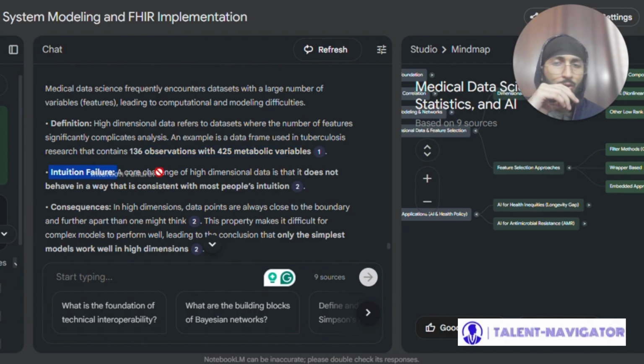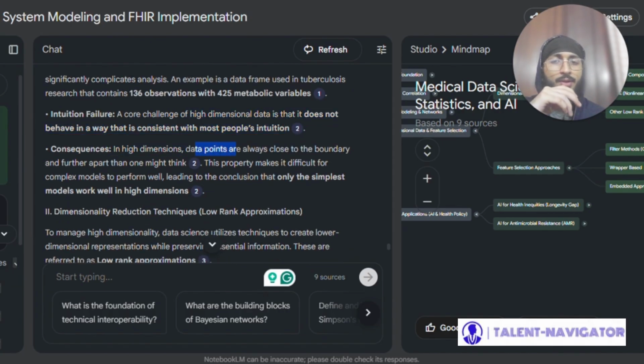Intuition failure. A core challenge of high dimensional data is that it does not behave in a way that is consistent with most people's intuition. Consequences: in high dimensions, data points are always close to the boundary and further apart than one might think. This property makes it difficult for complex models to perform well, leading to the conclusion that only the simplest models would work well in high dimensions.